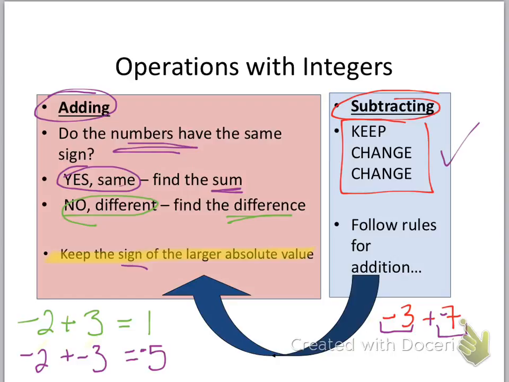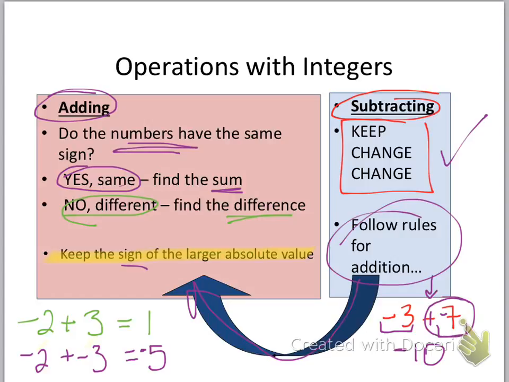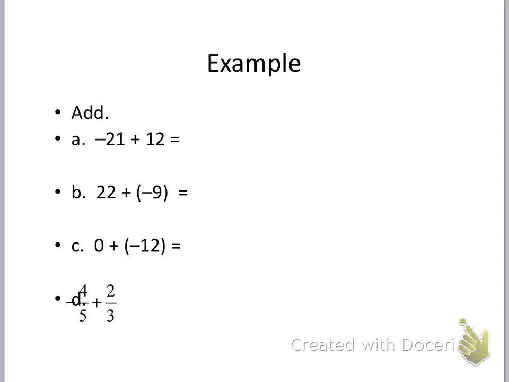So now that we've done keep, change, change, we have an addition problem. So we can just follow the rules for addition. Are they the same sign? Yes, they're the same, so we will find the sum. The sum is 10. Keep the sign of the larger absolute value. Okay, let's do some more practice with these. Pause the video and try these on your own.